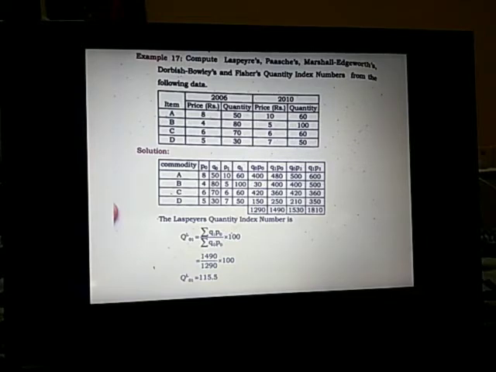We have the values calculated for summation Q1 P0. We substituted 1490 divided by summation Q0 P0 as 1290 into 100. So the Laspeyres quantity index number is 115.5.